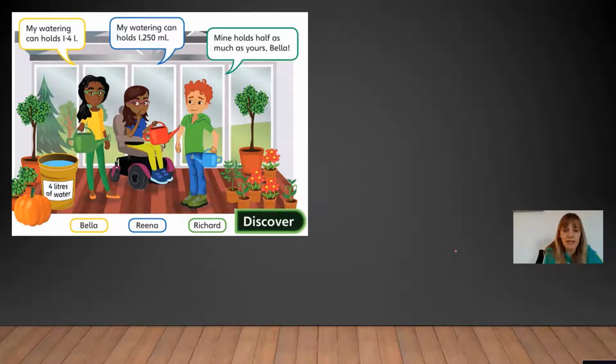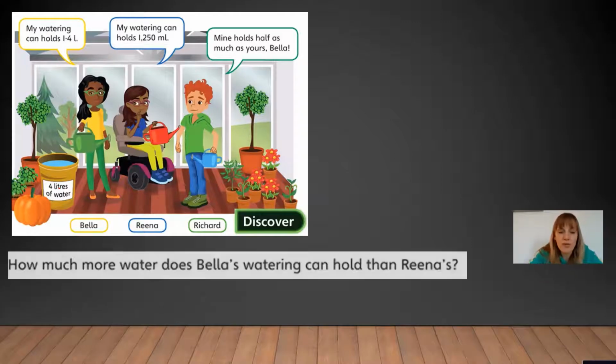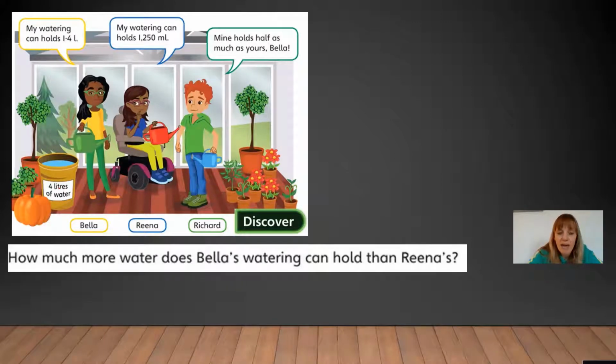And there's a big container here you can see that's got a big total of 4 litres of water that they can use to fill up their watering cans from. Now, our first question is, how much more water does Bella's watering can hold than Rena's?